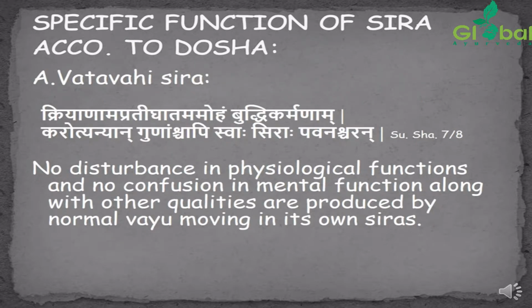Now, the specific function of the sira according to dosha. First of all, there are four types of sira: vatvahi, pittvahi, kapvahi, and raktvahi. Among them, vatvahi sira: kriyanam apratighatam amoham buddhikarmanam karotyanyanugunamshchapi swaha shirah pavanashcharan. According to Sushrut Samhita Sharirsthan 7th chapter, no disturbance in physiological functions and no confusion in mental function, along with other qualities, are produced by the normal Vayu moving in its own siras.